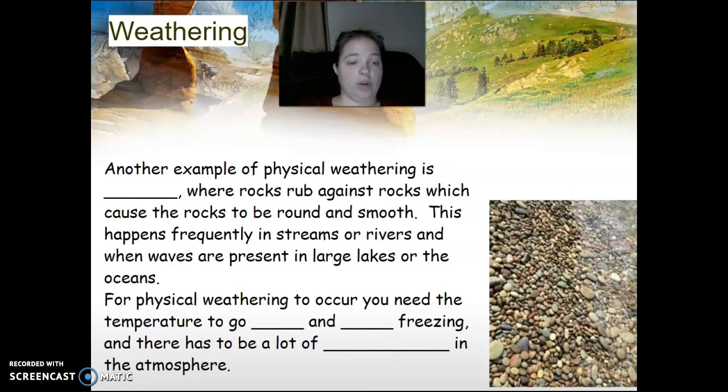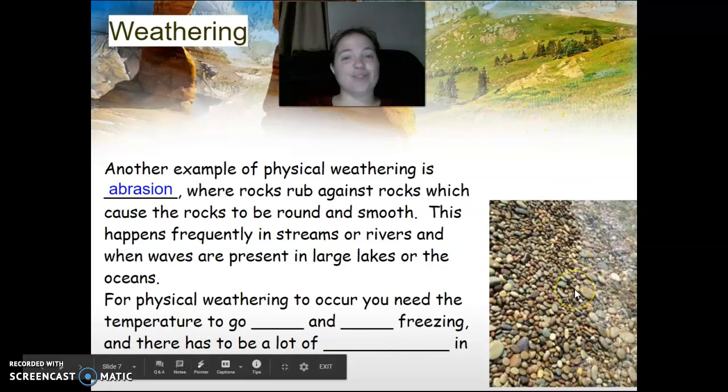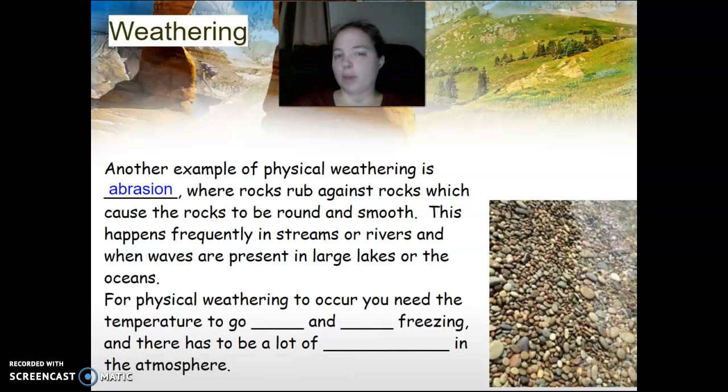Another example of physical weathering is abrasion. This is where rocks are rubbing against rocks, which causes them to be round and smooth. This happens frequently in streams, rivers, and when waves are present in large lakes or oceans. So you can see I've got this picture, and this is from Rudy's. It's in Oswego. It's a really popular place in Oswego where you can pick up rocks and skip them along, and you go right down by the water's edge and just throw some rocks in. And they're pretty much all rounded.